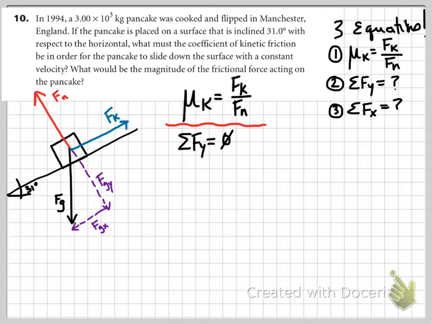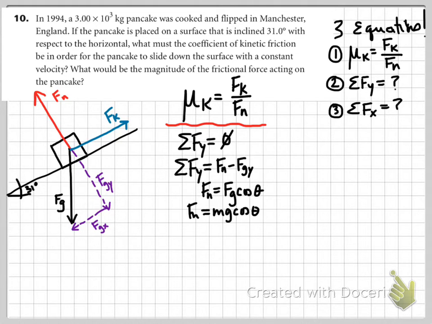So we're going to go ahead to the y-axis, where the sum of forces on the y, since the pancake may be sliding but it's not levitating, is 0, and we know that that's going to be equal to the normal force minus the force of gravity on the y. Well, that means Fn equals Fg cosine theta, or Fn equals mg cosine theta. That gets us one piece of the equation that we'll need for our mu k equals Fk over Fn.